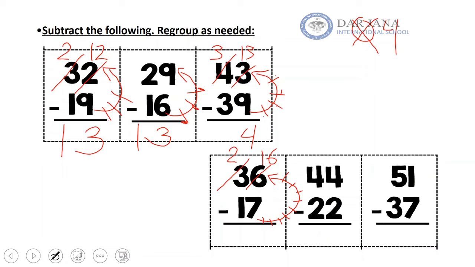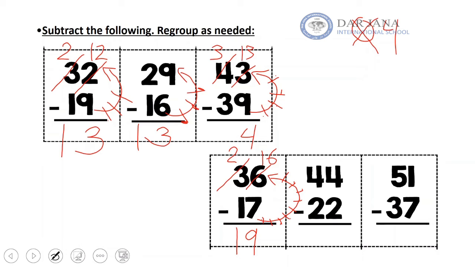How many did you draw? Let's count. 1, 2, 3, 4, 5, 6, 7, 8, 9. So 16 minus 7 equals 9. Yes. Now, let's go to the tens. 2 minus 1 equals 1. Do I need to regroup here? Yes, I need to regroup.